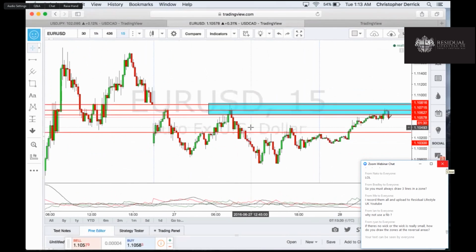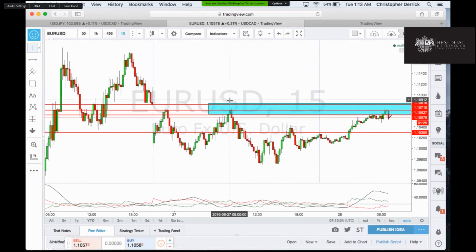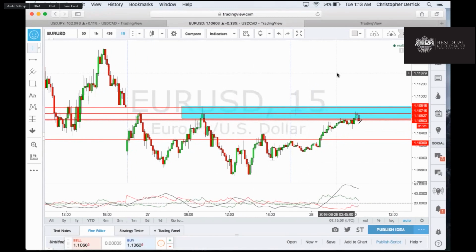Guys, there's always going to be a zone in these areas. Don't try to just look at this and say, oh, there's a zone here. No, look at areas where price really reversed and then draw the zone there, right?